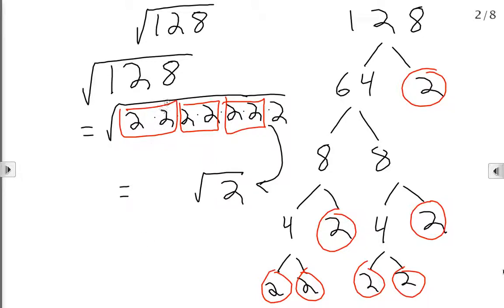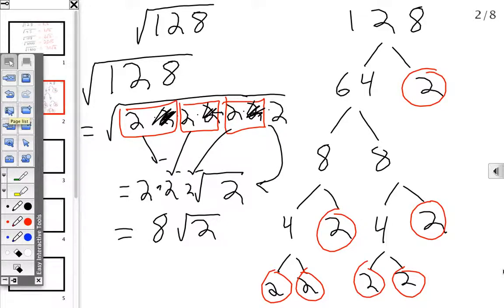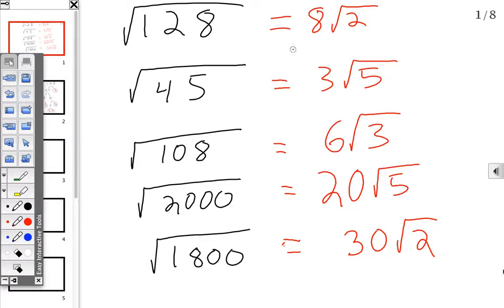And then for every pair, we cross out one of them, and we rewrite the other one in front of the root symbol. So this pair gives us a 2. This pair gives us another 2. And then this pair gives us our last 2. All we want to do now is rewrite: 2 times 2 times 2 is 8. 8 square root 2. Let's go back and check our answer at the beginning just to make sure I had done everything correctly. Yeah, 8 square root of 2.